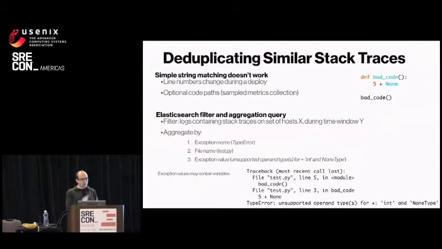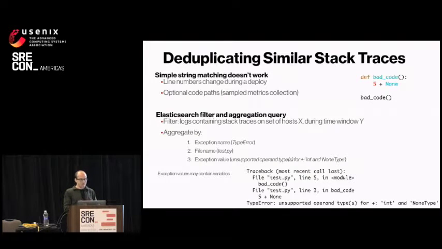And that's pretty straightforward, but the hard part here is we can't just look at the logs and aggregate by the actual string of the stack trace, because then we'll get thrown off by all the different line number changes and optional code paths. So instead of this, we aggregate by a few different things. We first look at exception name. We sort by exception name. Then for a given exception name, we look for the file name.